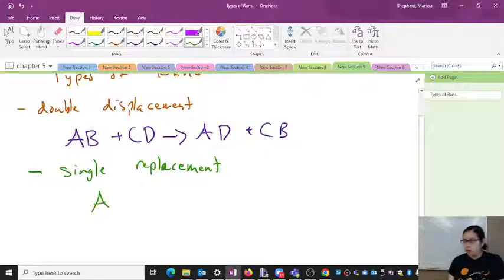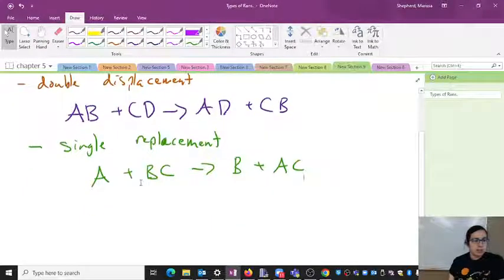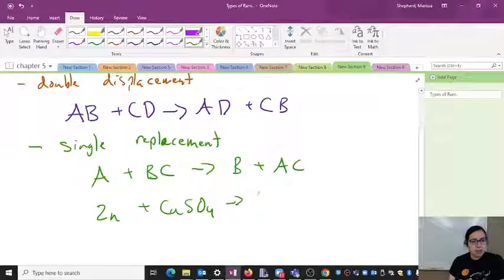So usually you have some metal plus some sort of ionic compound, BC, and then usually the metal kicks out this other metal to give you B plus AC. So anytime you see metals, that's usually a good indication, or HCl plus a metal. For example, this zinc plus copper sulfate reaction is pretty common. You would get out copper metal and make zinc sulfate.